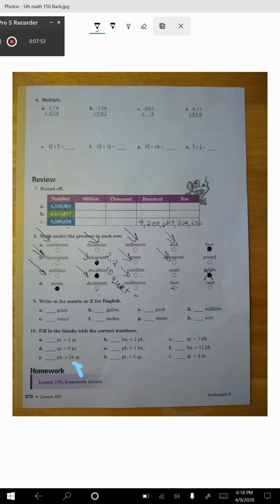All right. This section you just have to write M for metric or E for English. So I'll let you do that on your own.